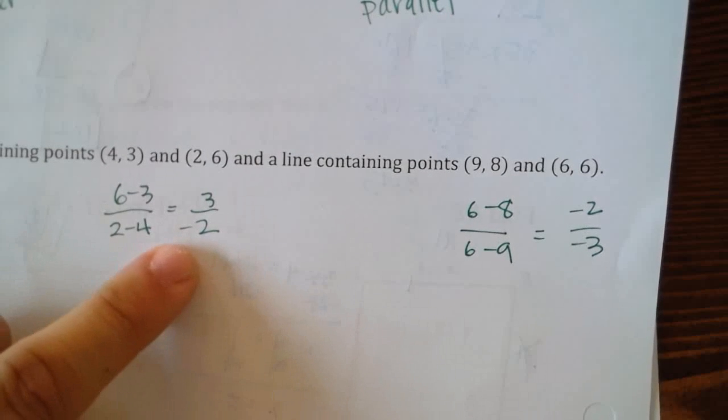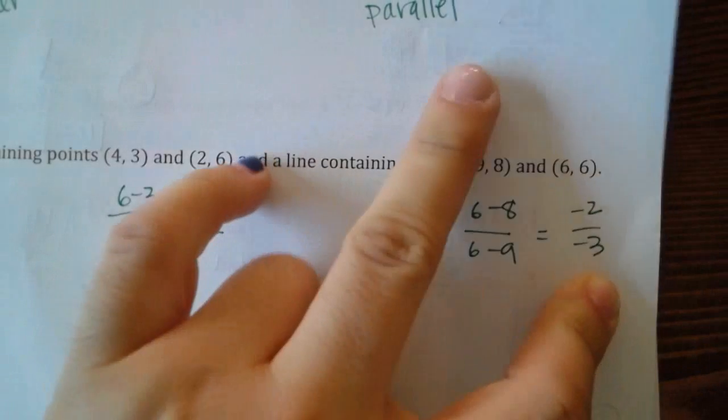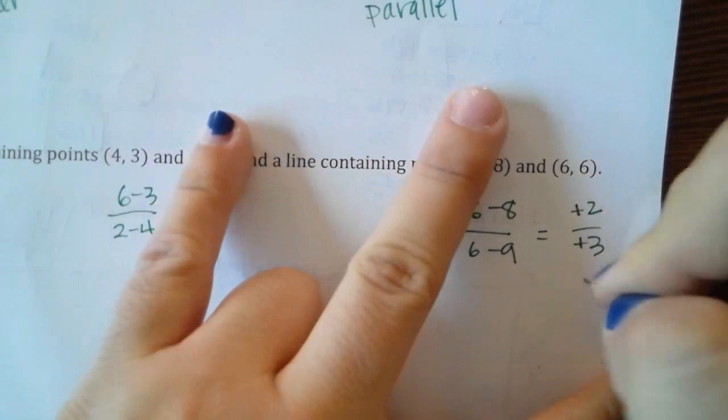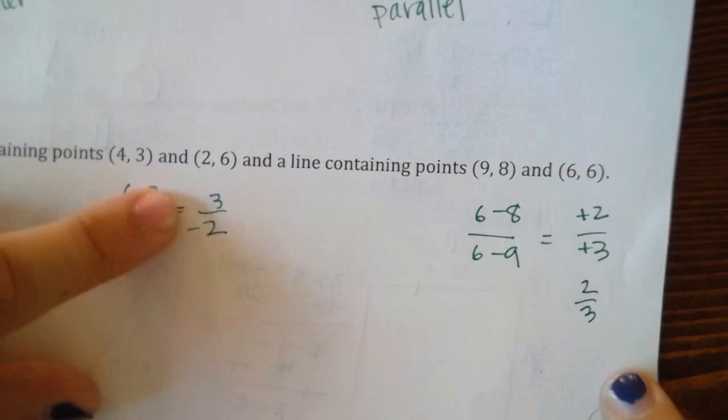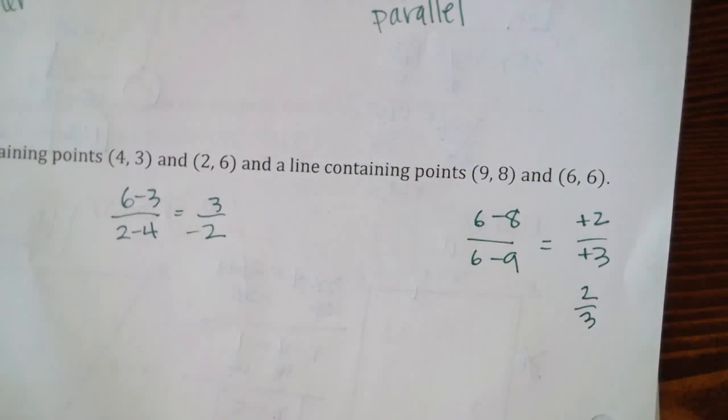This one is 3/2, the negative. This one is negative or positive? Positive, those will cancel. So yes, they're flipped. One's negative, one's not. Are they parallel?